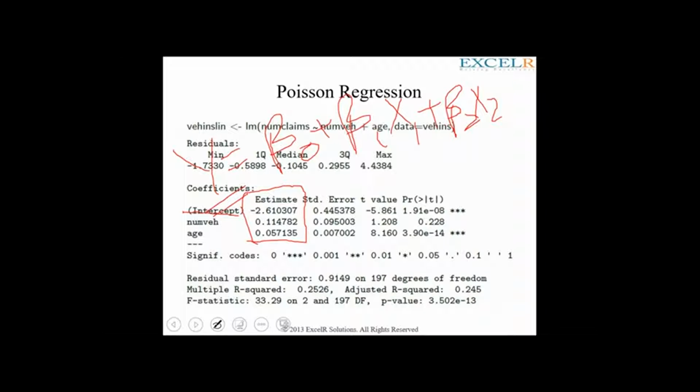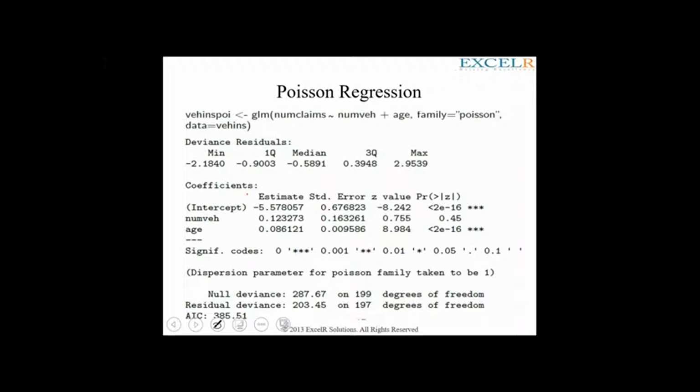Can the number of claims be in decimals? Can I have number of claims as 1.6? 1.6 claims. Can I say that? No. It would be either one claim or two claims or three claims and so on and so forth. It will not be in decimals. So this linear regression is not fitting in well here, and hence we proceed with Poisson.